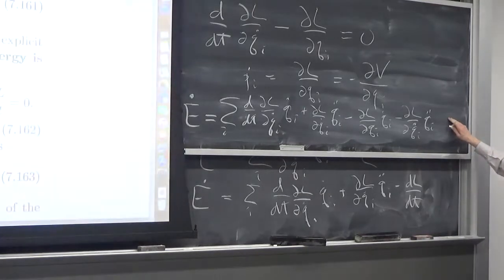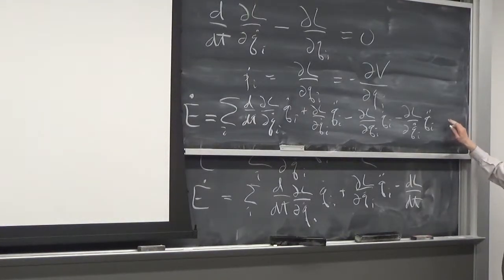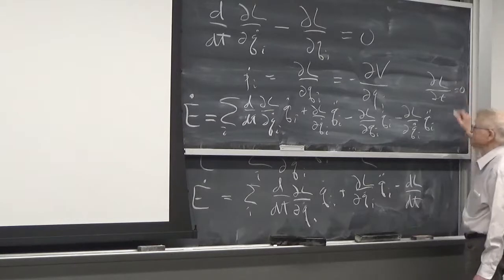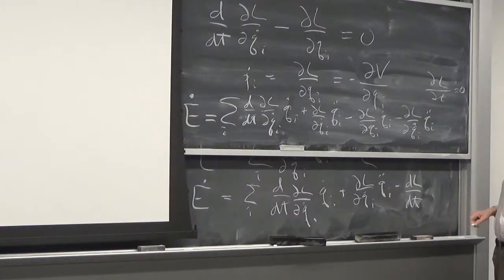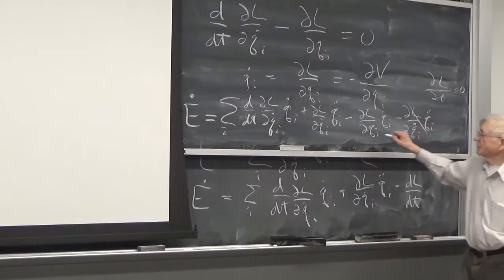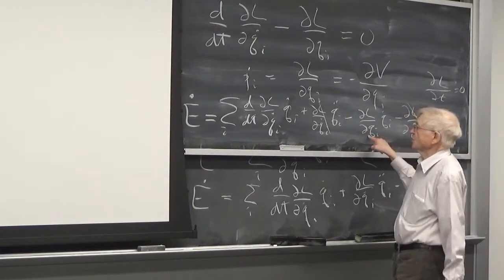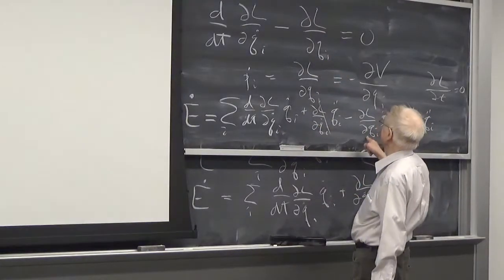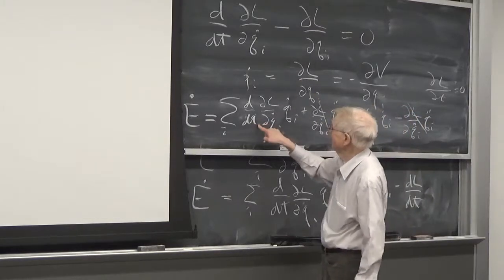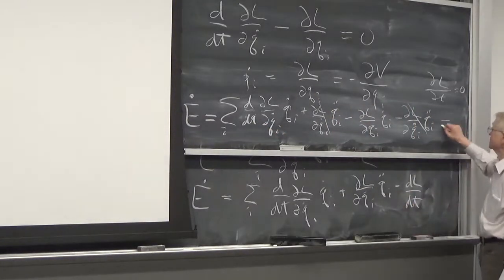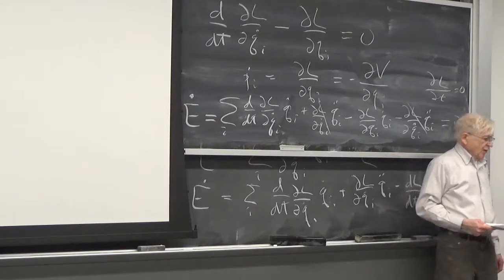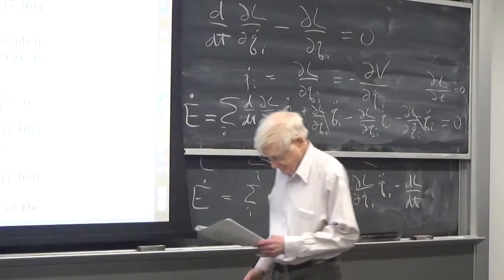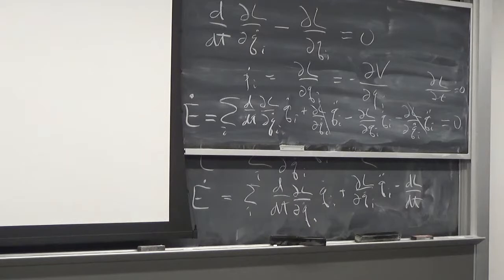But there's no extra term because partial L partial t is equal to 0. And so what we see is that this term cancels this one, and this one cancels this one because of Lagrange's equations. In other words, this thing is equal to that thing, and so the whole thing is 0. So we get E dot as 0. Well, this is something that you've known for a long time.